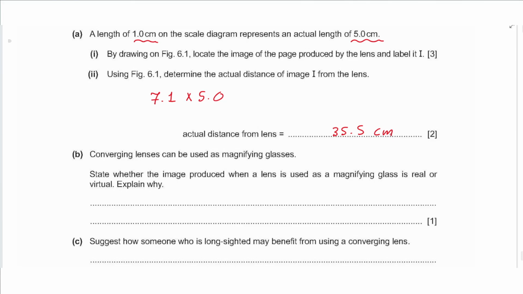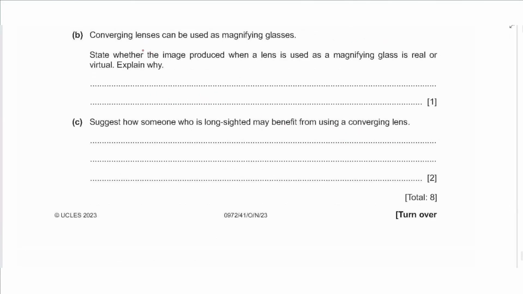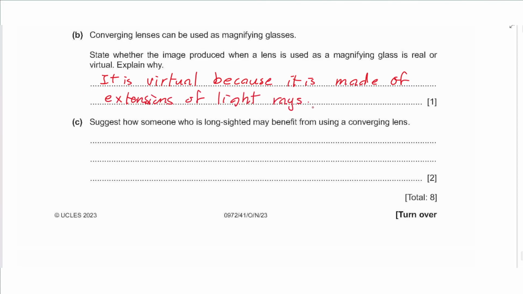Question B says, converging lenses can be used as magnifying glasses. State whether the image produced when a lens is used as a magnifying glass is real or virtual, and explain why. So it is virtual because it is made of extensions of light rays. The rays themselves do not intersect. We had to extend the rays backwards to find the intersection.